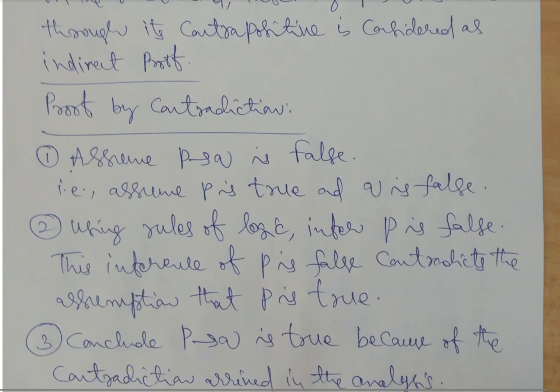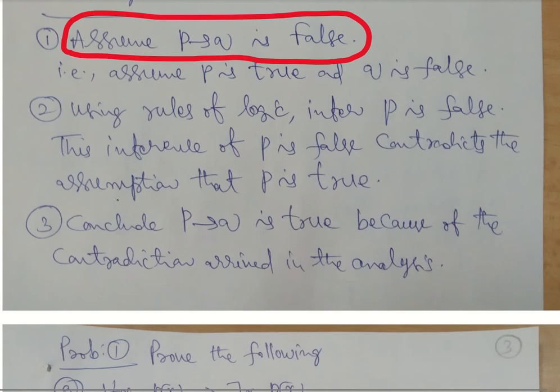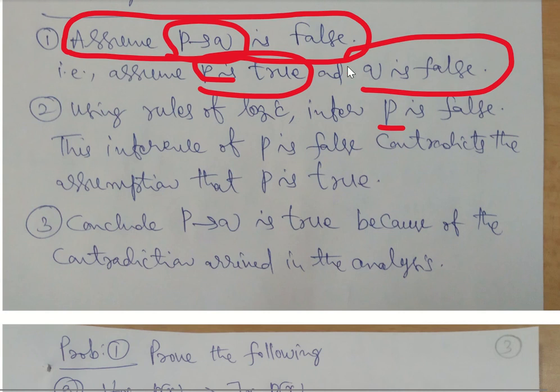And the last one: assume P implies Q is false. Whatever the given statement is, we assume it is false. Then by using all those rules of inference and logic, we check the truth table. In order for P implies Q to be false, we should have P true and Q false; that is the only possibility as per the truth table. So we are assuming now P is false. When P is false, Q should be true. Then we will be getting true as the solution.